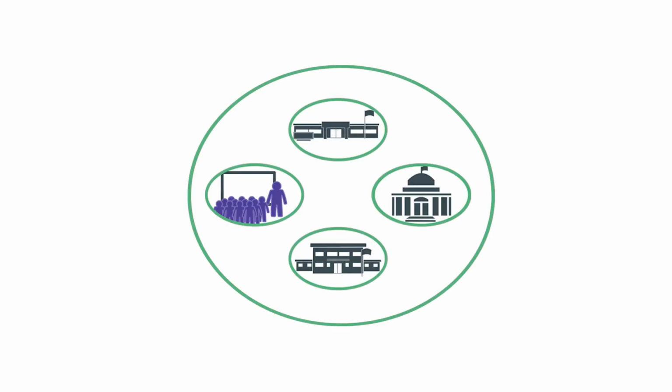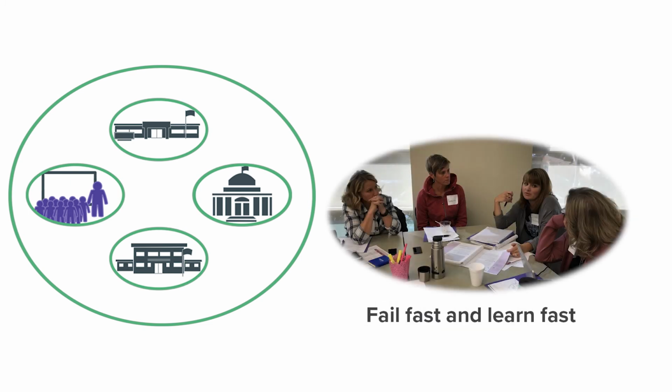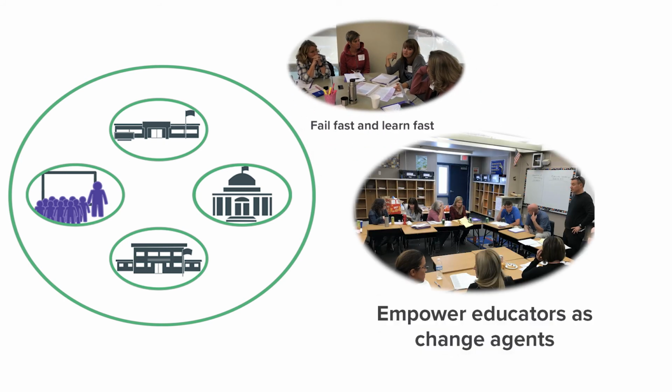Learning organizations engaged in systems change also need to have certain concepts in place. The first is fail fast and learn fast. That means building a community and a culture that's open to risk-taking and to learning from mistakes and failures. The second concept is educators being empowered as change agents. This is essential for continuous improvement. People need to feel comfortable enough to volunteer ideas and to try things out.